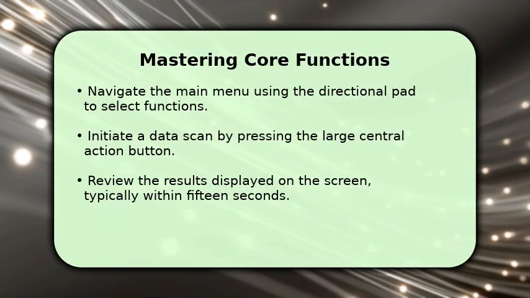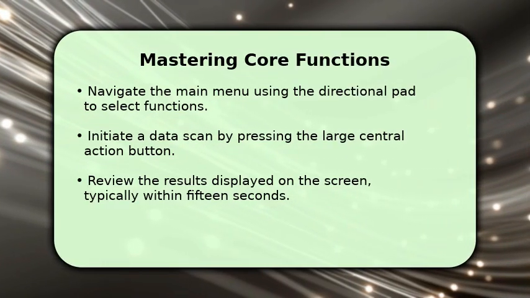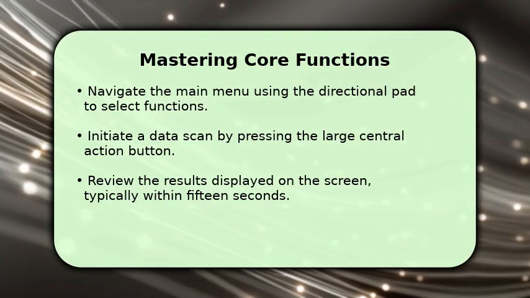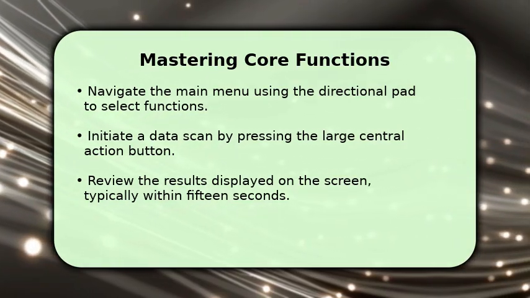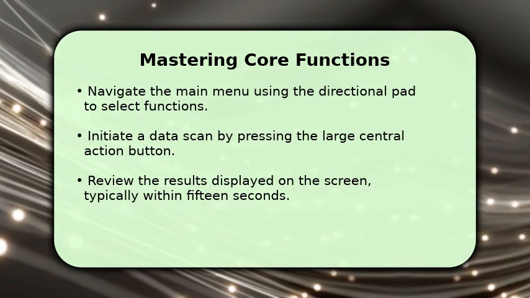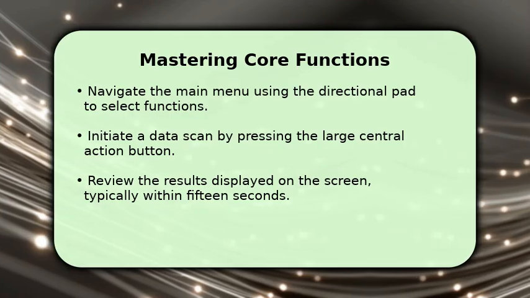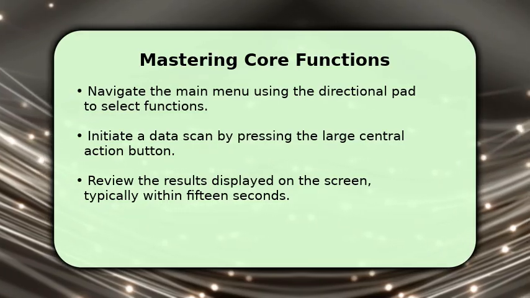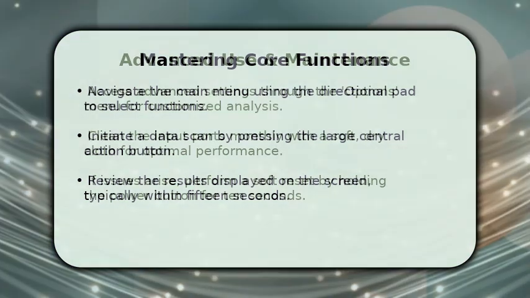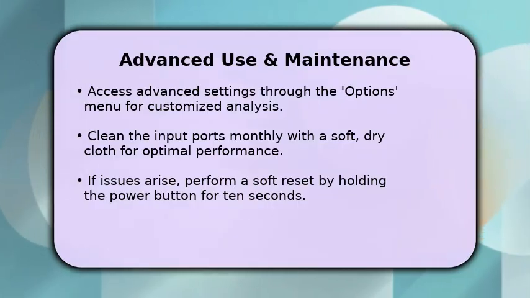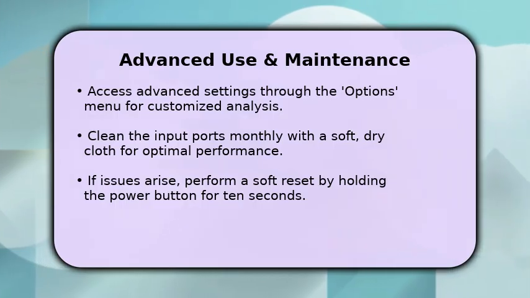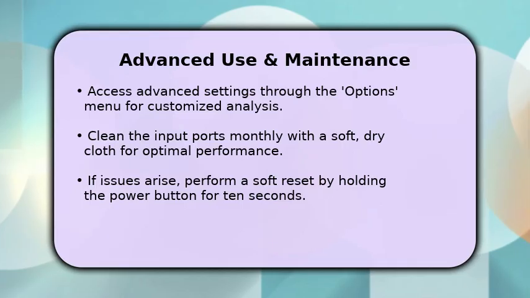With your golden acorn activated, it's time to master its core functions. Use the directional pad to navigate the main menu and select your desired operation. To begin a data scan, simply press the large central action button. The device will process the information, and results will typically appear on the display screen within 15 seconds, providing immediate insights. To get the most out of your golden acorn, explore the advanced settings found in the Options menu for customized analysis. For maintenance, clean the 2 input ports monthly with a soft, dry cloth to ensure optimal data flow.